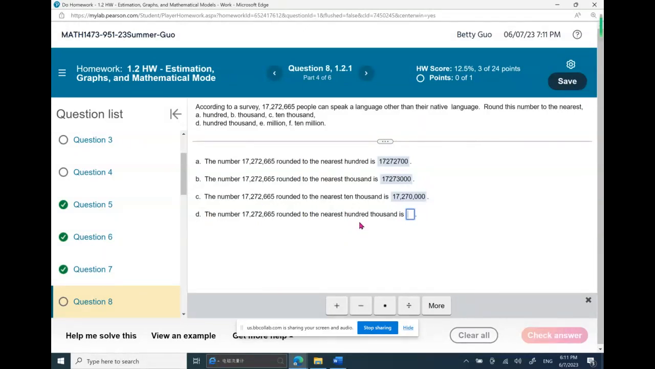Part D, we are going to round it to the nearest 100,000. So earlier is 10,000. So now it's 100,000. So it's 7, right? Hold on. So 1, 10, 100, 1,000, 10,000. 100,000 is this 2. And since the 7 next to the 2 is bigger than 5, this time we're going to round it up. So 17 million.